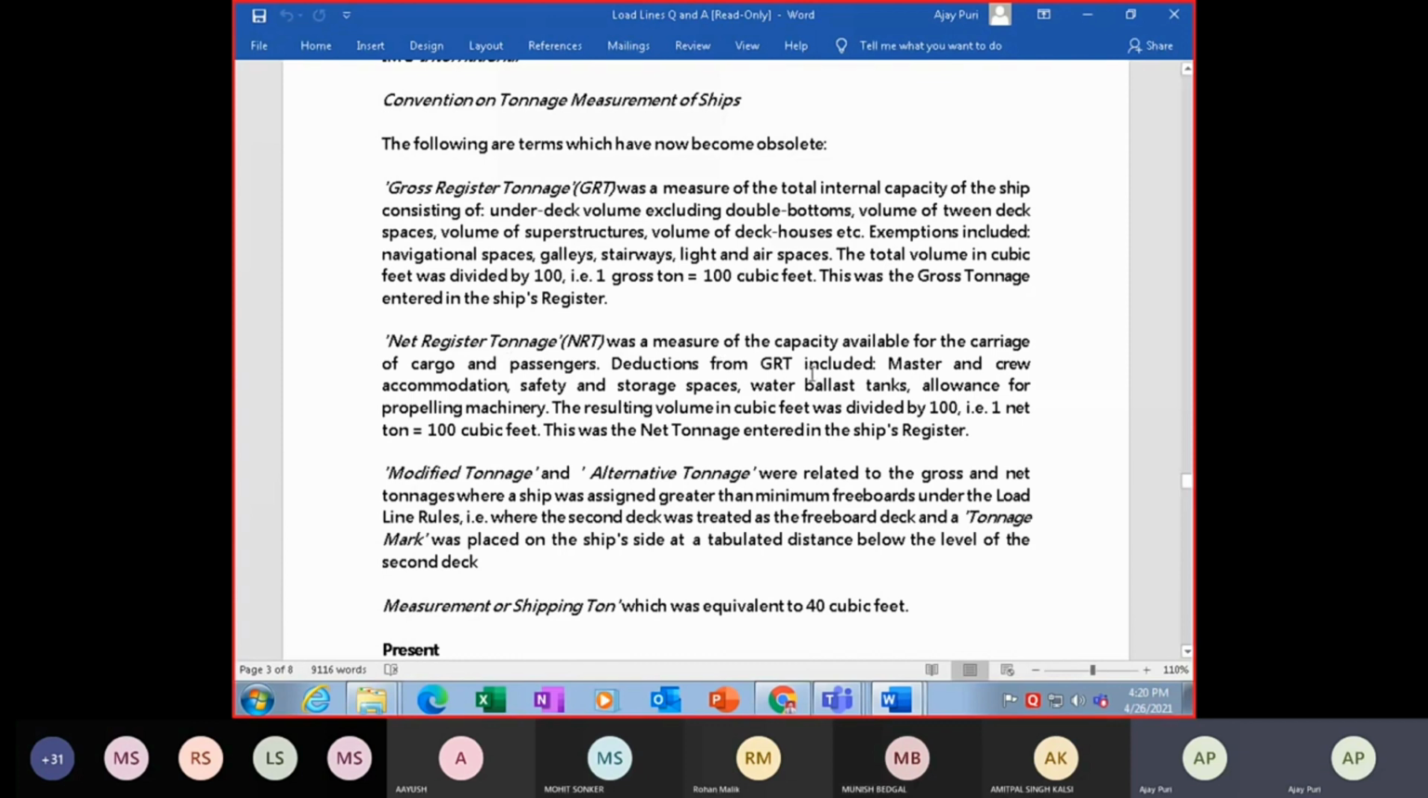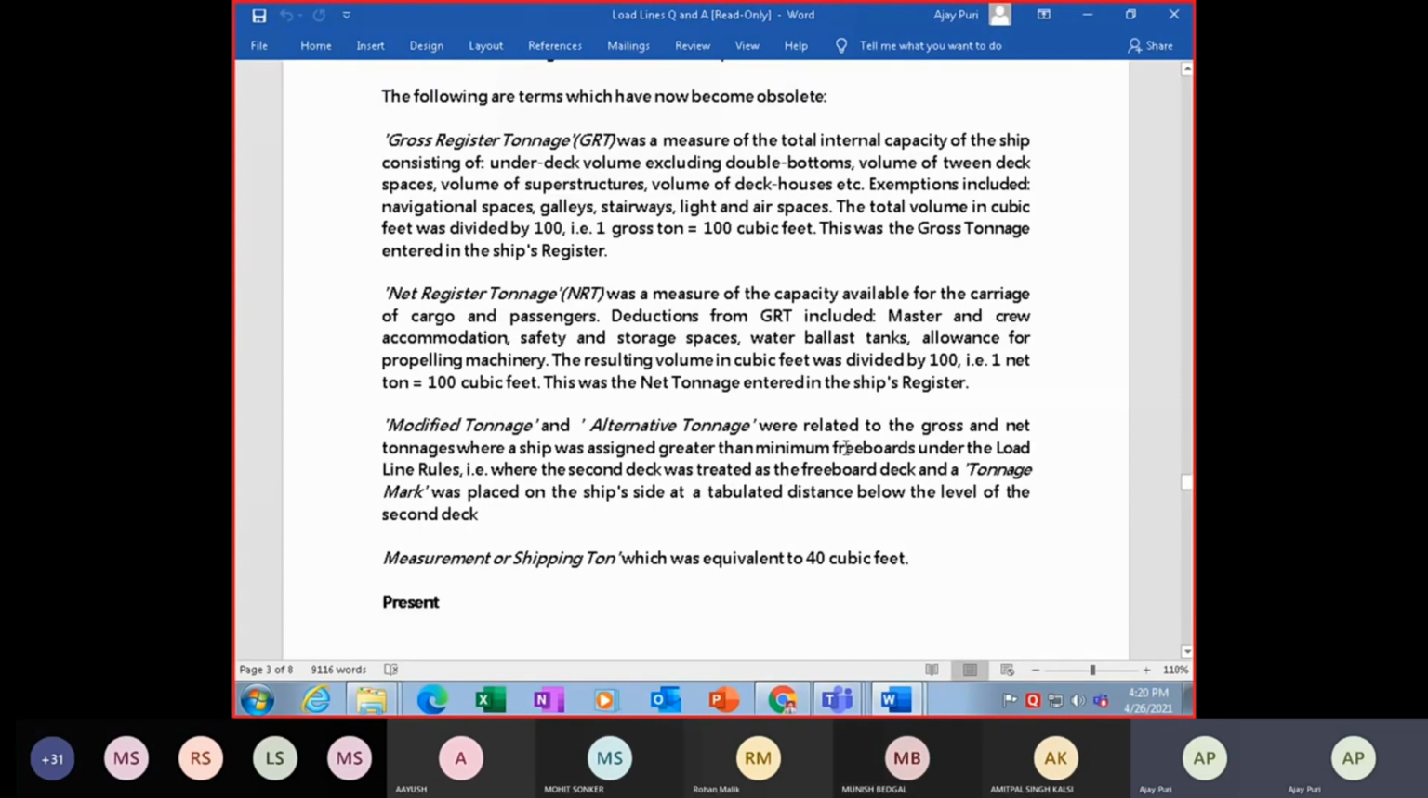So the deductions from gross registered tonnage included master and crew accommodation, safety, storage spaces, water ballast tank allowance for propelling machinery. ये सब include हो गया था. Result volume was cubic feet divided by 100. 1 ton was 100 cubic feet. That was your net tonnage or net registered tonnage.